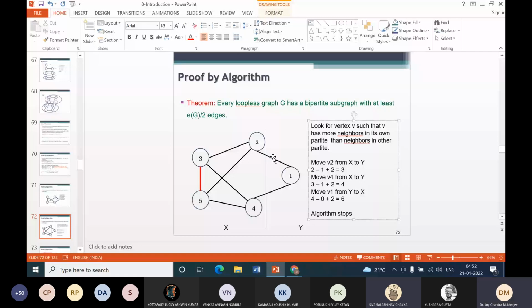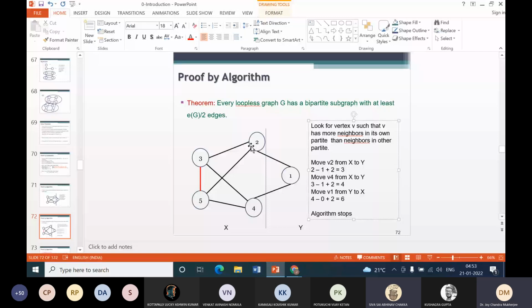at each step of the algorithm, what we are actually gaining. That is something we need to look for to understand why the algorithm will stop after a finite amount of time. So now we have 2 edges across the partite. Now what we do, we move 2 to the other partite. The reason is it has more neighbors in its own partite rather than the other partite.